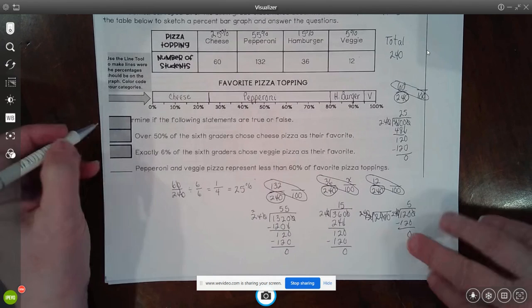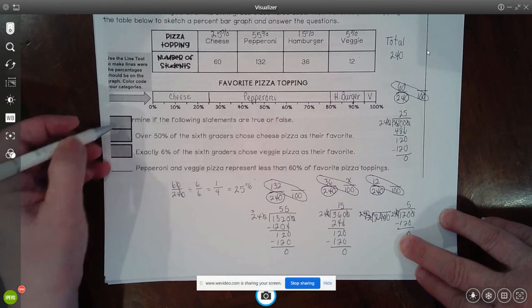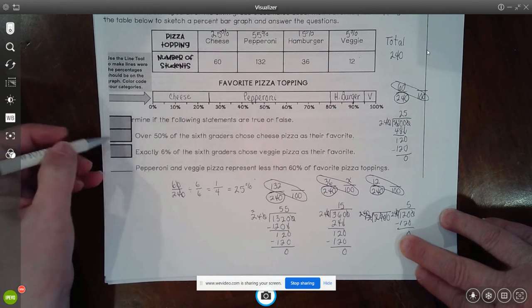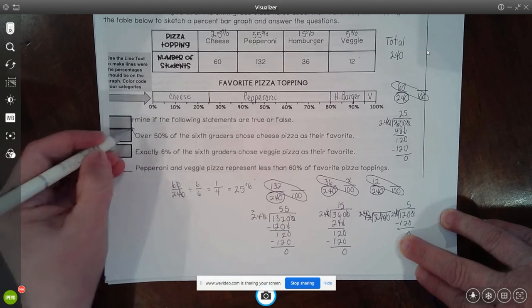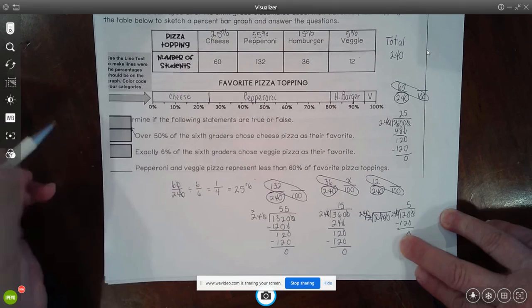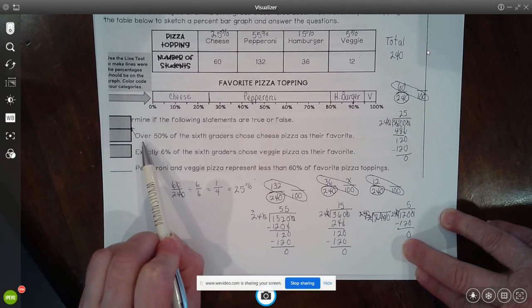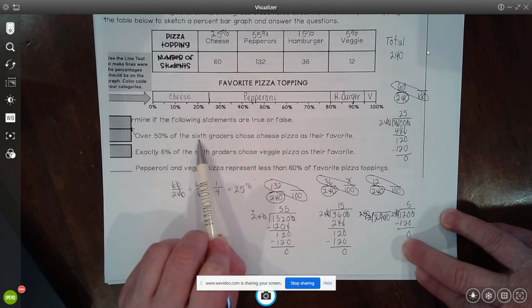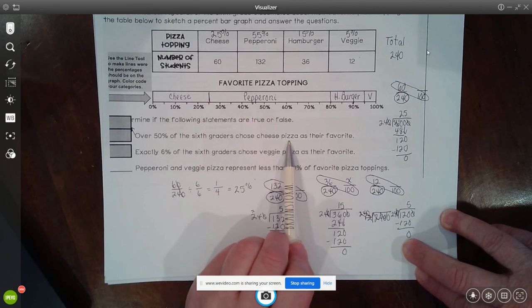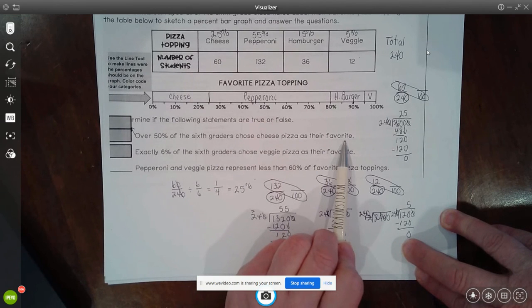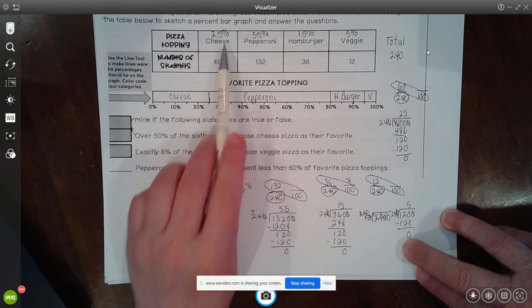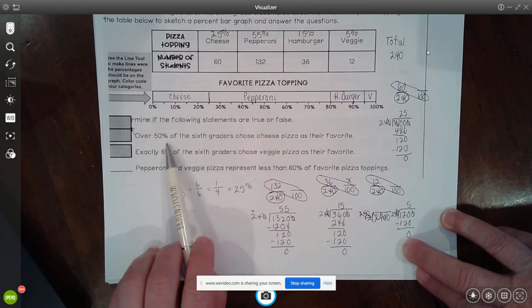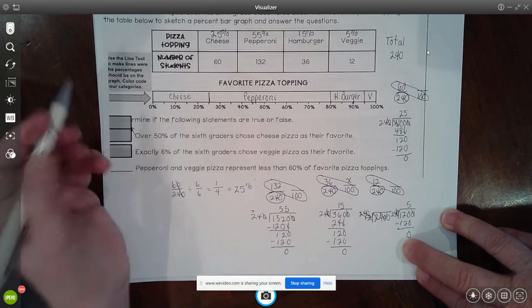On my paper, this moved up. These are really your answer boxes. So this one actually goes here. I'm not sure if yours looks this way, but I need you to go ahead and answer the question. Over 50% of the sixth graders chose cheese pizza as their favorite. Go ahead and put in true or false. And if we look at cheese pizza, it was only 25%. So is that over 50%? No, that's false.